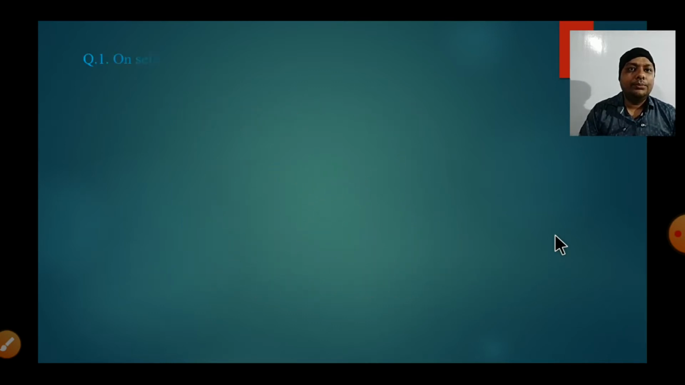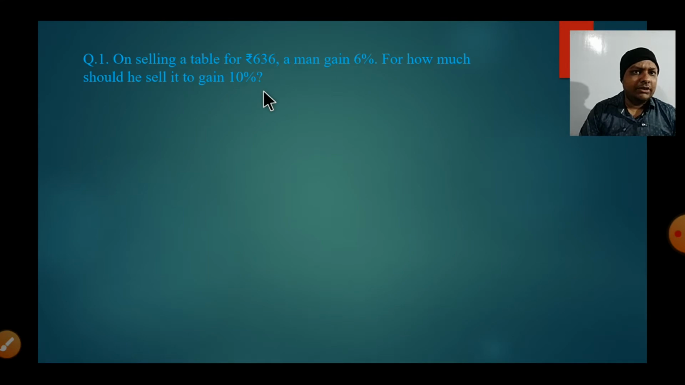The first question is: on selling a table for rupees 636, a man gains 6%. For how much should he sell it to gain 10%? CP of the table is not given, and to find anything we need the CP. So at first we will find the CP of the table. The given values are SP of table 636 and gain percent 6% in the first case.